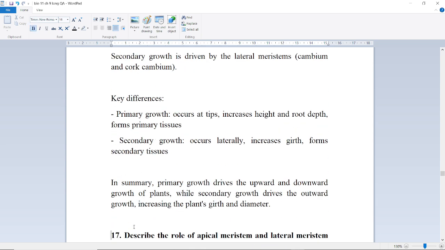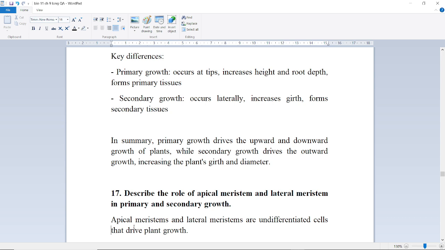Next is key differences between these two, primary growth and secondary growth. Primary growth occurs at tips, increases height and root depth, forms primary tissue, whereas secondary growth occurs laterally, increases girth, forms secondary tissue. In summary, primary growth drives upward and downward growth of plant, whereas secondary growth drives outward growth, increasing the plant's girth and diameter.